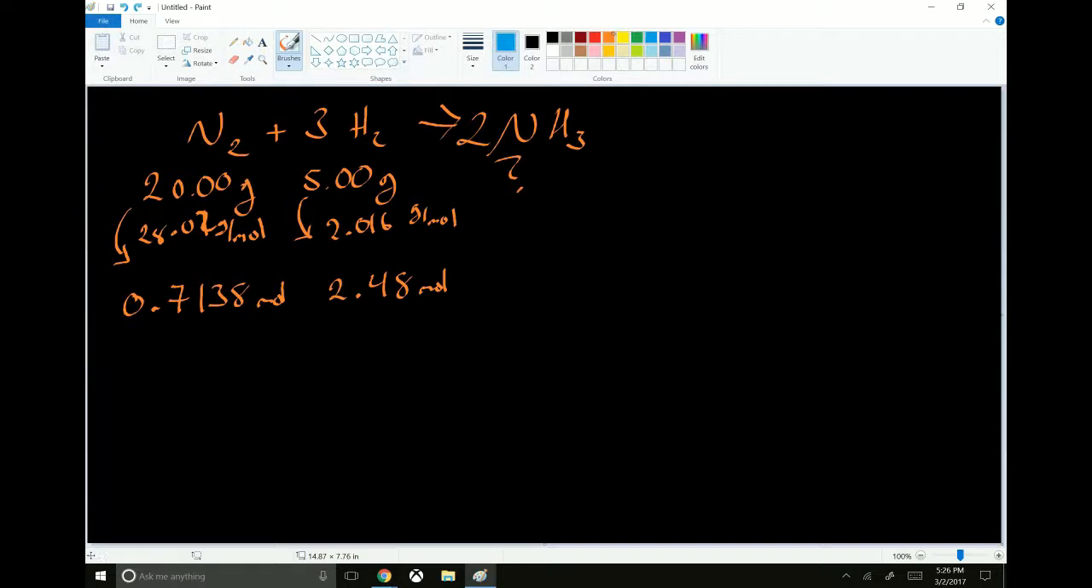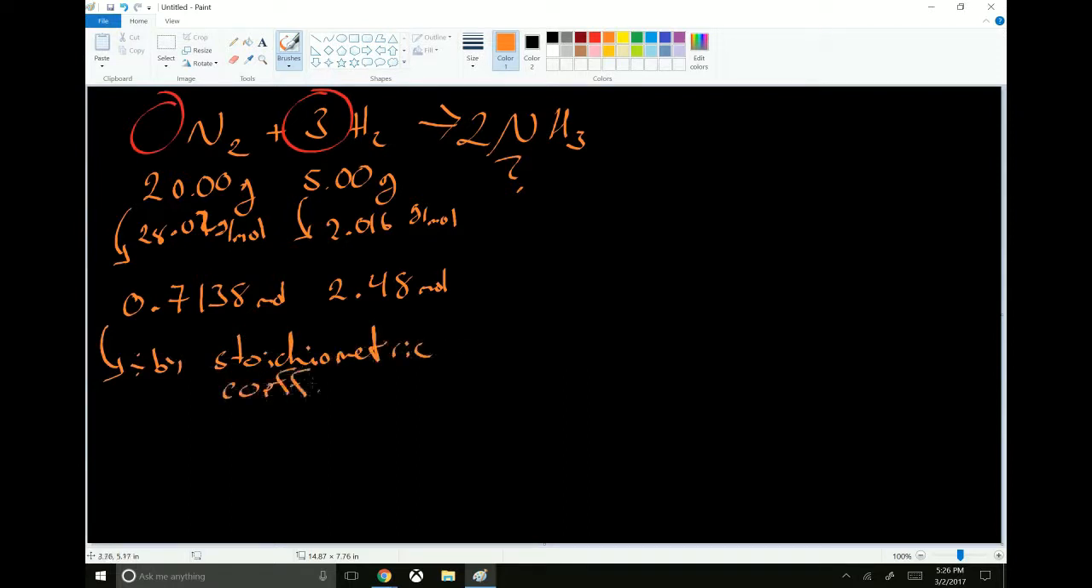We need to do our stoichiometry work first. Because we need to take into account the fact that there are 3 moles of hydrogen needed for every 1 mole of nitrogen. Before you can do this, you need to divide by stoichiometric coefficient. That just means divide by the number in front of the element. So you're going to be dividing nitrogen by 1, you're going to be dividing hydrogen by 3.